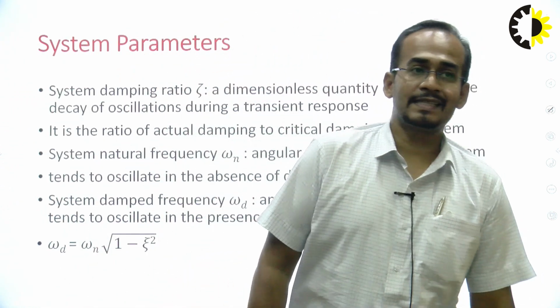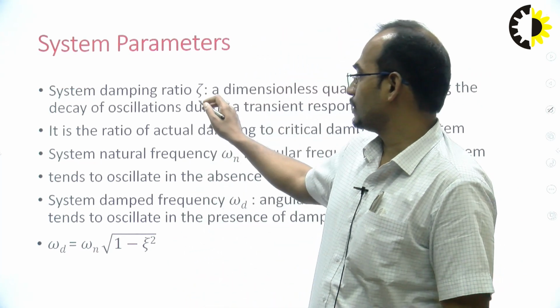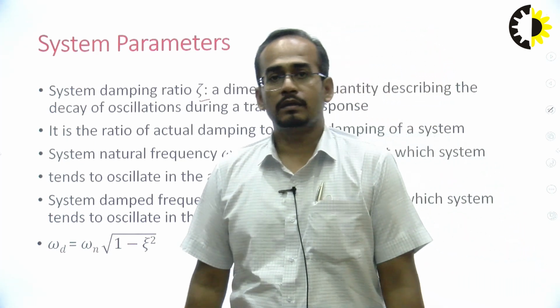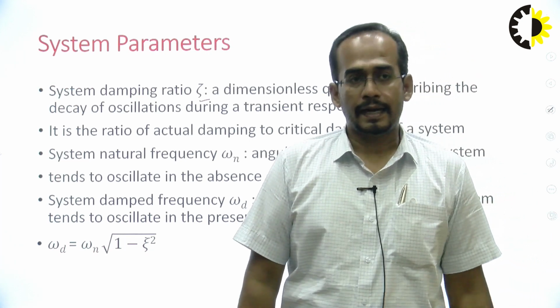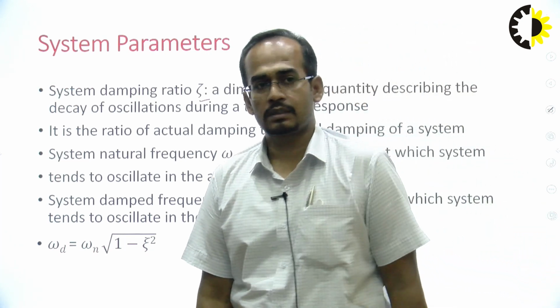Now, coming to the system parameters. What is damping ratio? Damping ratio is zeta. It is a dimensionless quantity describing the decay of oscillation during a transient response, and basically it is the ratio of actual damping to the critical damping of the system.